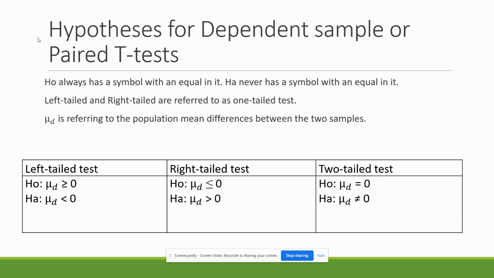So right-tailed, the null is the mean difference is less than or equal to 0. The alternative, the mean difference is greater than 0. Two-tailed, the null is the mean difference equals 0. Nothing's going on. The alternative is the mean difference does not equal 0.